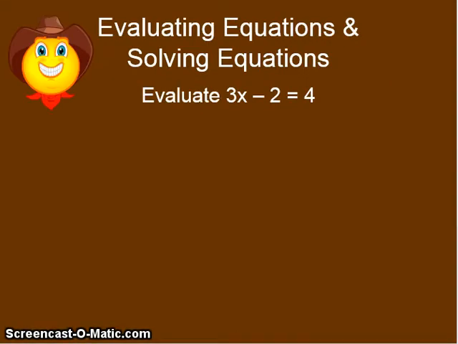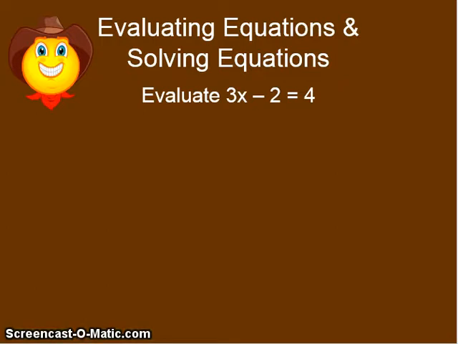Remember that the goal of solving equations is to figure out what number you can plug in for the variable that will give you a true statement. And in order to do that, we often have to use inverse operations. Remember, the inverse of addition is subtraction and vice versa, and the inverse of multiplication is division and vice versa.